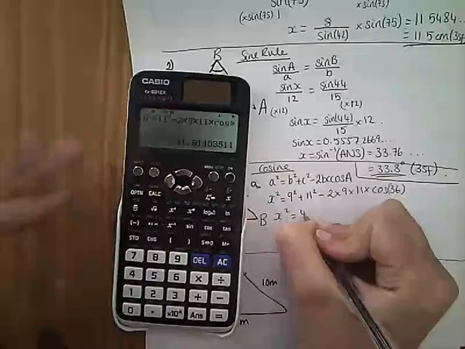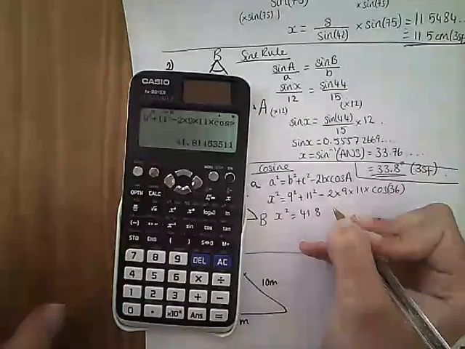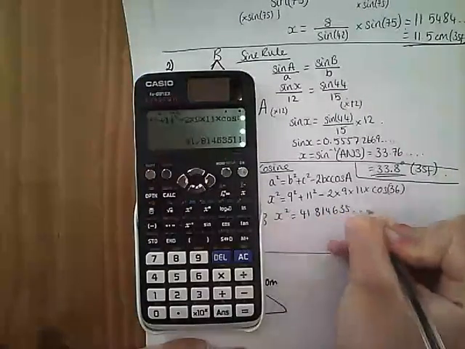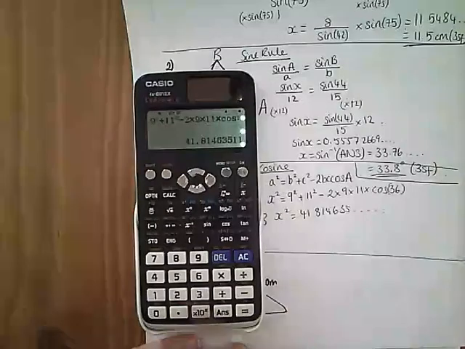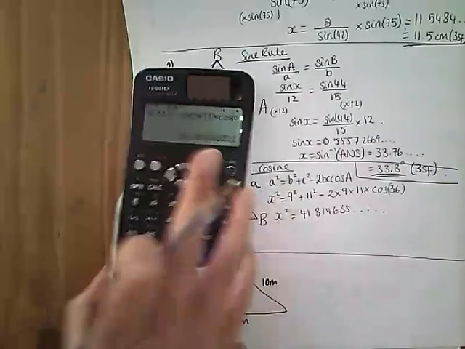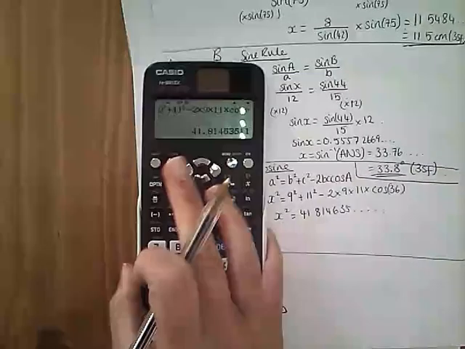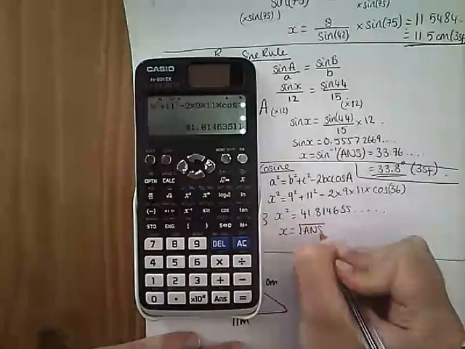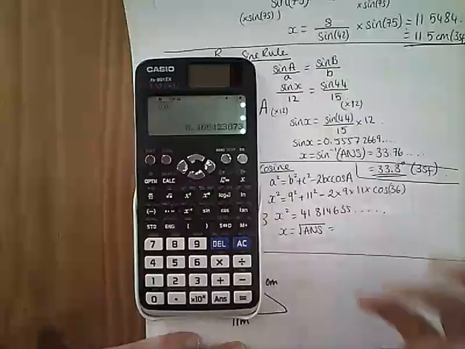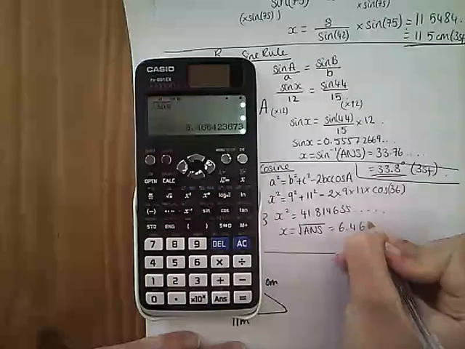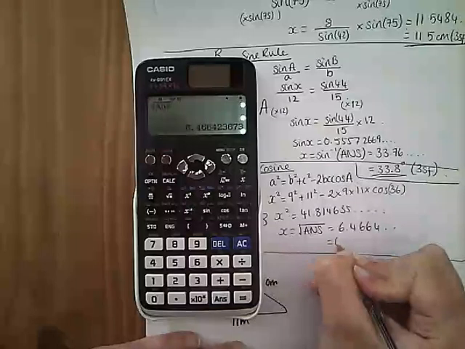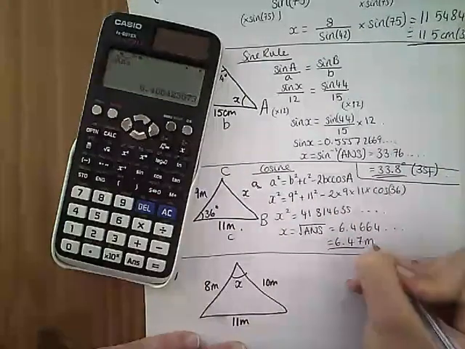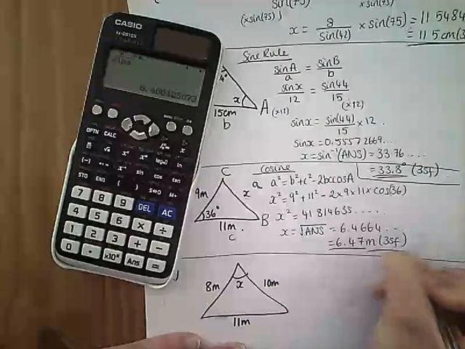That tells us that x squared is 41.814635 and so on. That is the value of x squared. We don't want the value of x squared, we want the value of x. So to find x, we're just going to square root the answer, and you get 6.4664, which is 6.47 meters to 3 sig fig.